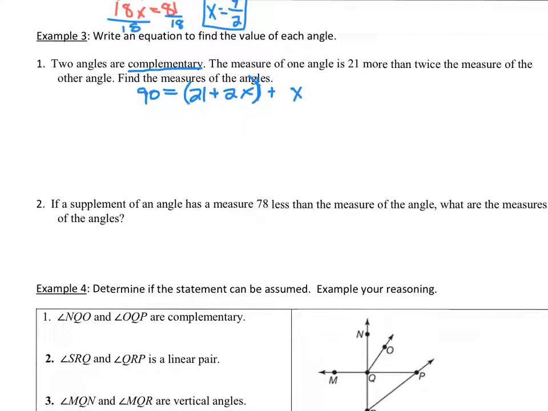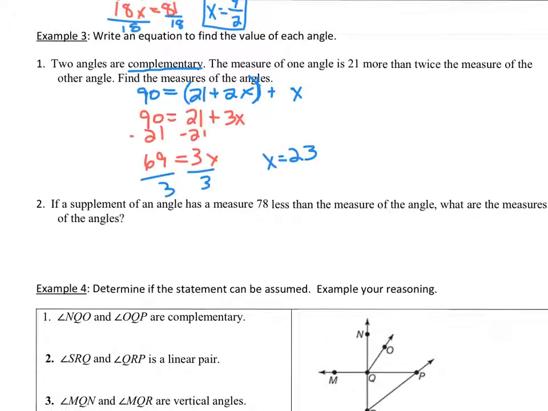All right, for number 1 here, two angles are complementary, so that tells me that they're going to be equal to 90 degrees. And one angle is 21 more than twice the measure of the other angle. So this is my setup, algebraically, and then I'm going to solve for x. I did a little bit of that algebra for you. I do expect you to be capable of doing this algebra, but this is my work.